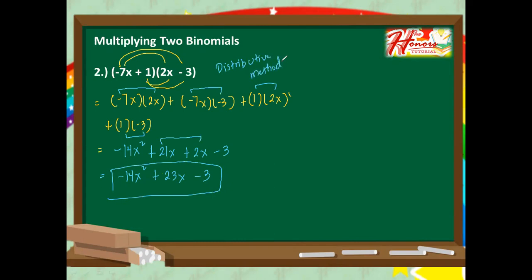I am allowing you to use any of the two, the FOIL method or distributive method, as long as you're comfortable doing it, it's fine. Okay? So that's it for multiplying two binomials, and this is the first part of multiplying polynomials. Please watch part 2 of this for you to learn more about multiplication of polynomials.